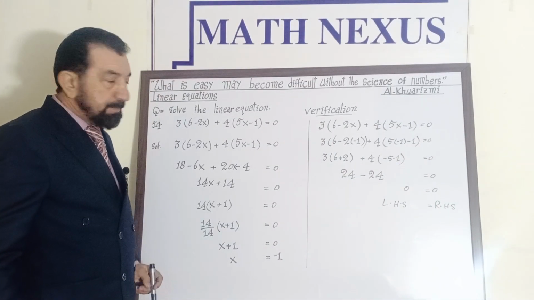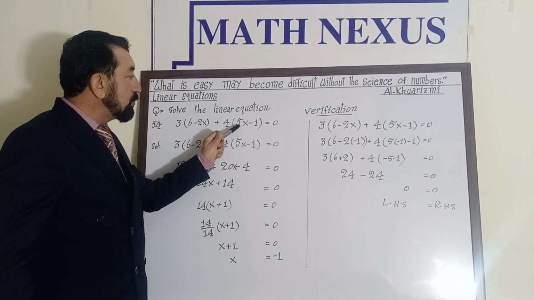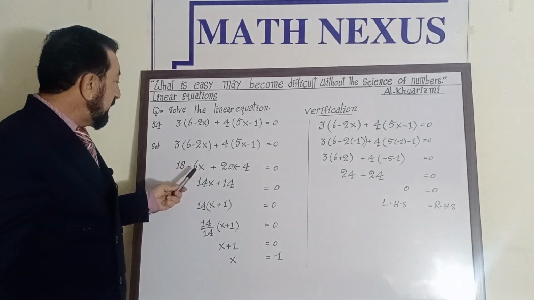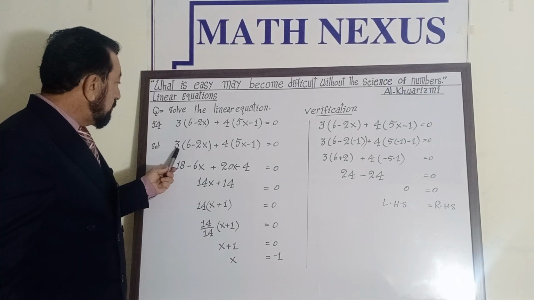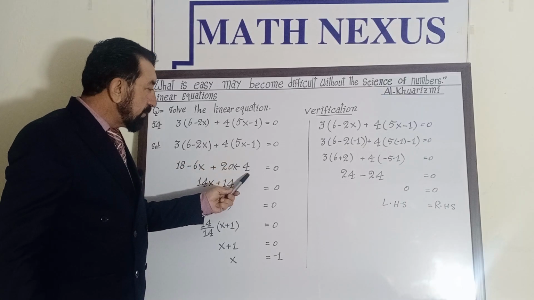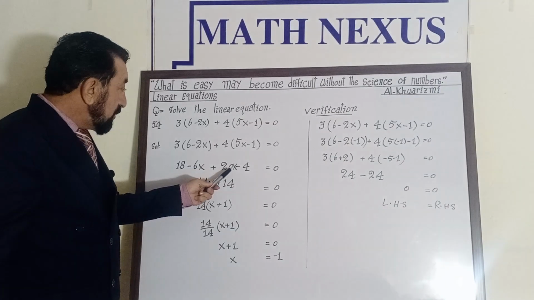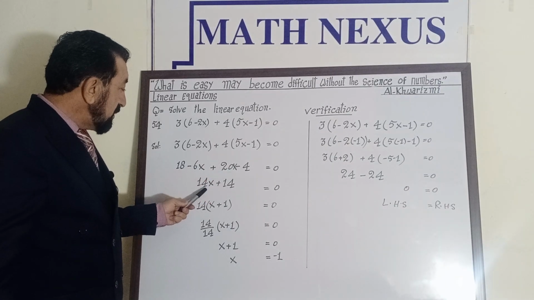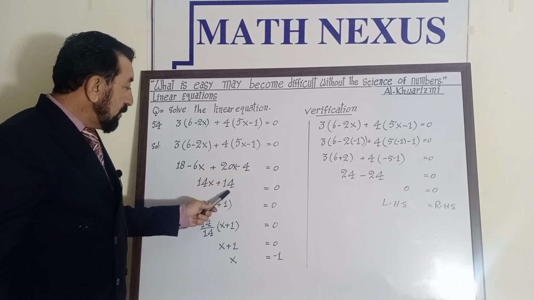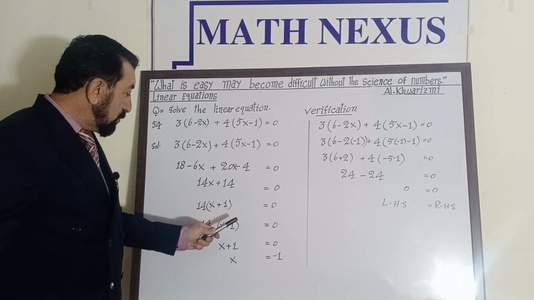Look at the question. 3 into 6 minus 2x plus 4 into 5x minus 1 equal to 0. Open the bracket. 3 6s are 18, minus 3 2s are 6, 4 5s are 20, 4 1s are 4. Combine the like terms. 20x minus 6x equal to 14x. 18 minus 4 equal to 14 equal to 0. 14 is common. x plus 1 equal to 0.